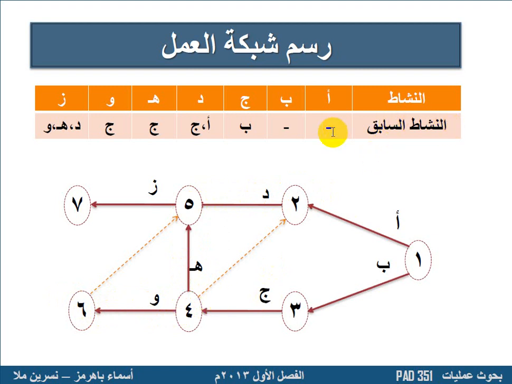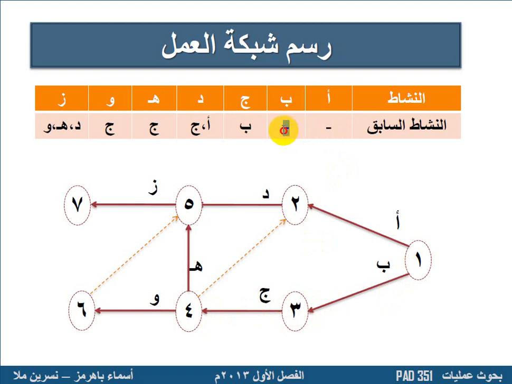The predecessor activity for the A arrow is none. The predecessor activity for the C arrow is B, the arrow extending from point 1 to point 3.